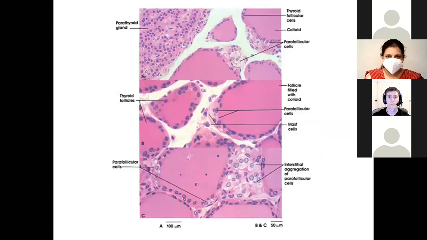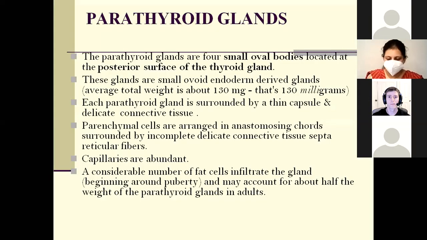Here you can see three different pictures. In the thyroid follicles, you can see the follicular cells lining the follicles, and you can see the parafollicular cells between two adjacent follicles. Those were the most important points related to the microscopic, or histological, features of the thyroid gland. I'm hoping that you understood all the points, and if not, then we can go through a question and answer session at the end.